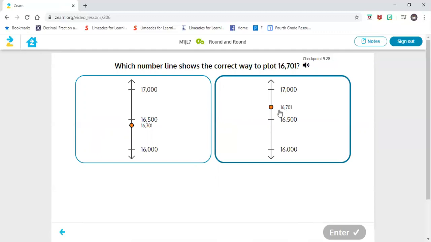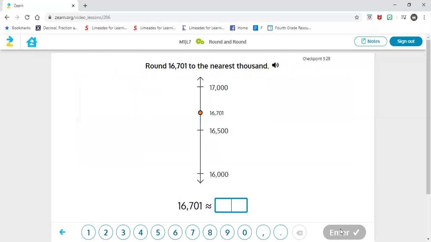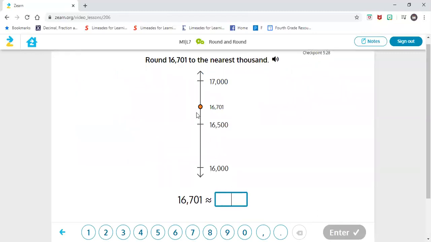So I will have to plot my 16,701 above 16,500. So now I have to round. As I see, and what I've learned in the video today, is if I plot my number and it's above my midpoint, I use my top number. Okay, so I'm saying 16,701 is about 17,000.